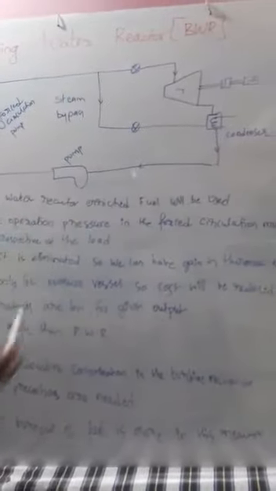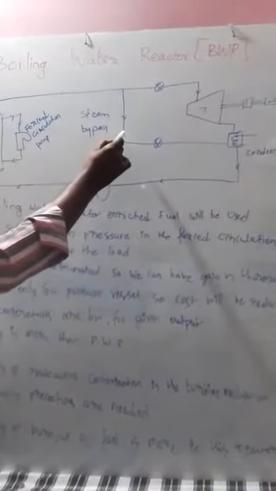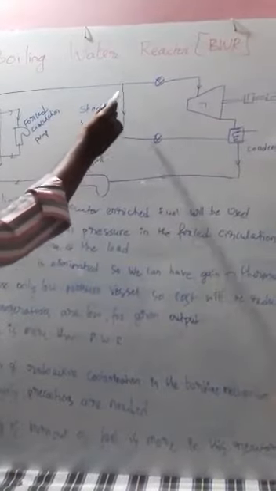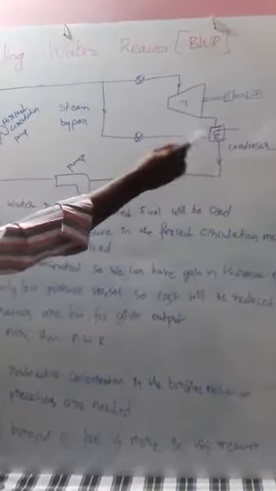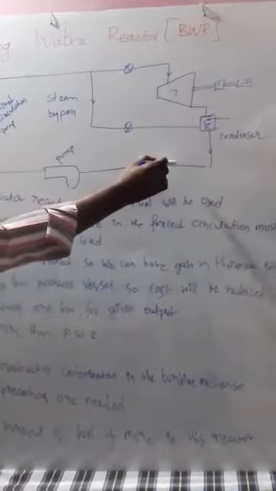Here we are seeing a steam bypass. If any problem takes place in the turbine section, the produced steam can be sent to the condenser for condensing immediately, without stopping. So that the produced feed water will be pumped back to the reactor.